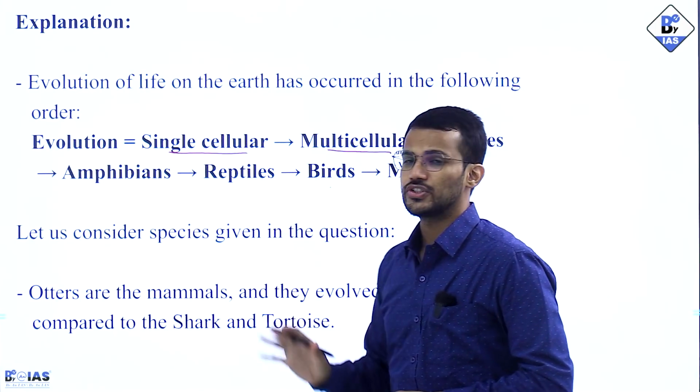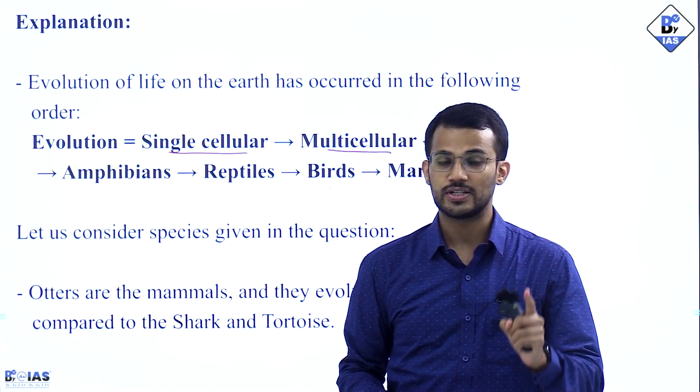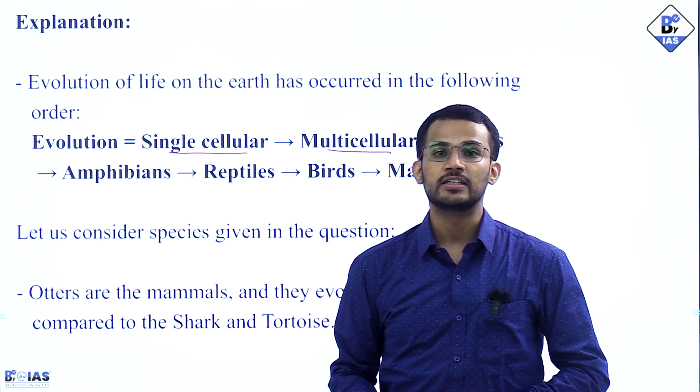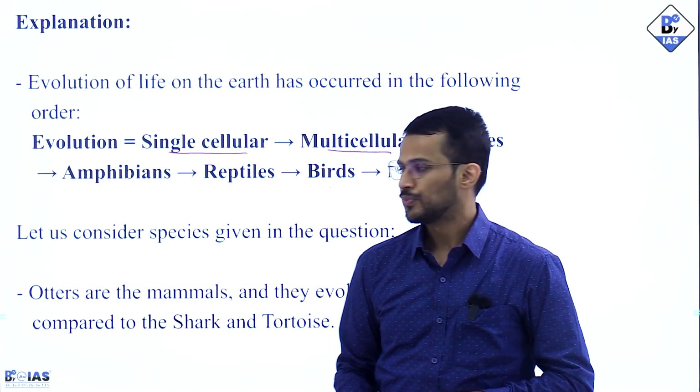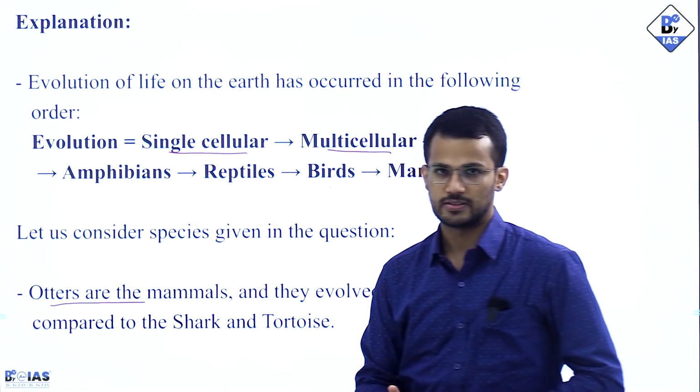And in this question, they have given us 3 animal species. First is otter, second is shark, and third is tortoise, right? So out of these 3, otters are mammals.